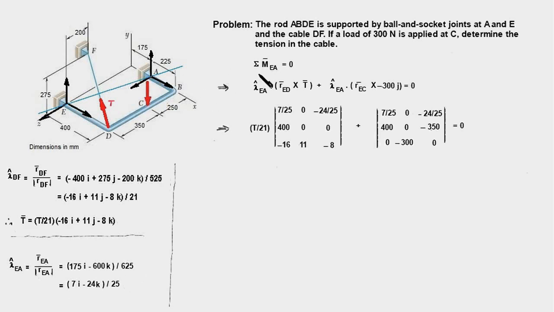So as I said before, we shall be computing the moment of different forces about an axis, and that axis is EA, and we have chosen this axis so that the reaction forces at A and E get eliminated from our equilibrium equation, and therefore we shall have to compute moment of just these two forces, T and the 300 newton force acting at C. The first term is the moment of force T about the line EA, and this term is the moment of the 300 newton force about the line EA, and the sum of these two moments is equal to 0.